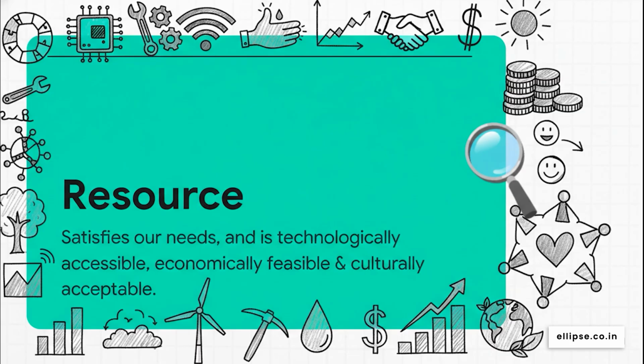1, it has to be technologically accessible. That means we need to have the tech to actually get to it and use it. 2, it needs to be economically feasible. In simple words, it shouldn't cost a fortune to get it, right? It has to be worth it. And 3, it must be culturally acceptable. This means our society has to be okay with us using it.